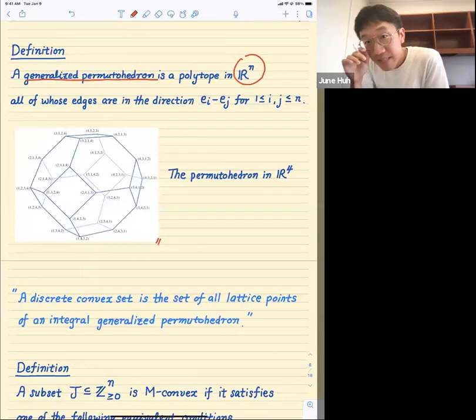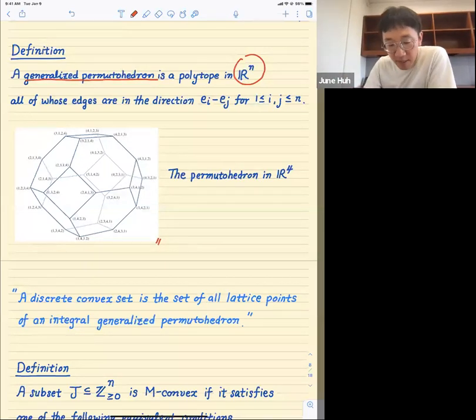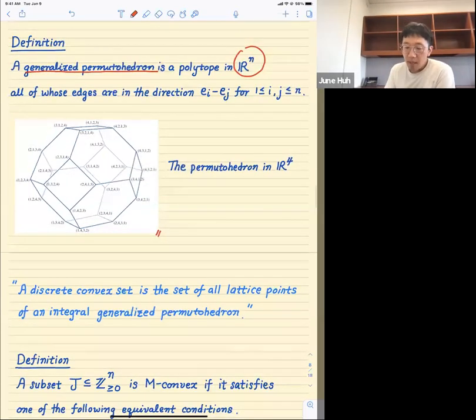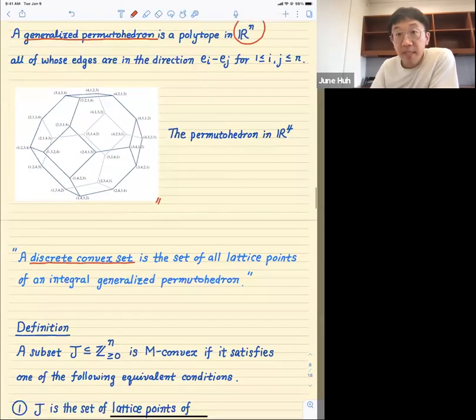Well, okay, so let's not digress too much. I have told you a class of polytopes. And the slogan of discrete convex analysis is to take this as a definition. So a discrete convex set is the set of all lattice points of an integral generalized permutohedron. You can take that as a definition of discrete convex set.